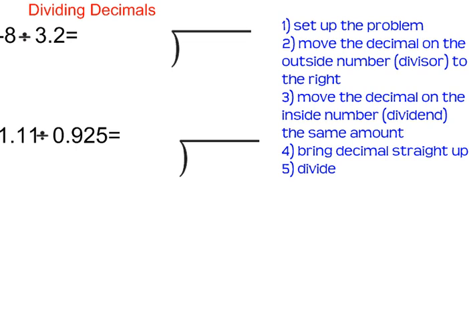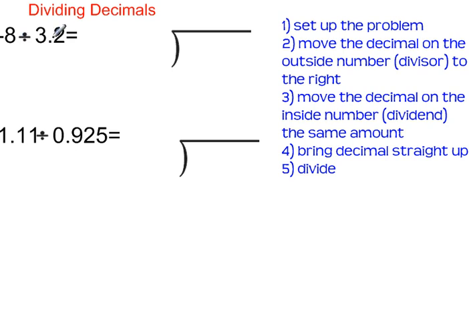I think we can have total view of the problem now. This says -8 divided by 3.2. So the first thing that we need to do is set up the problem. And to set up the problem, that means to put these two numbers into my division correctly. Now this says -8 divided by 3.2.